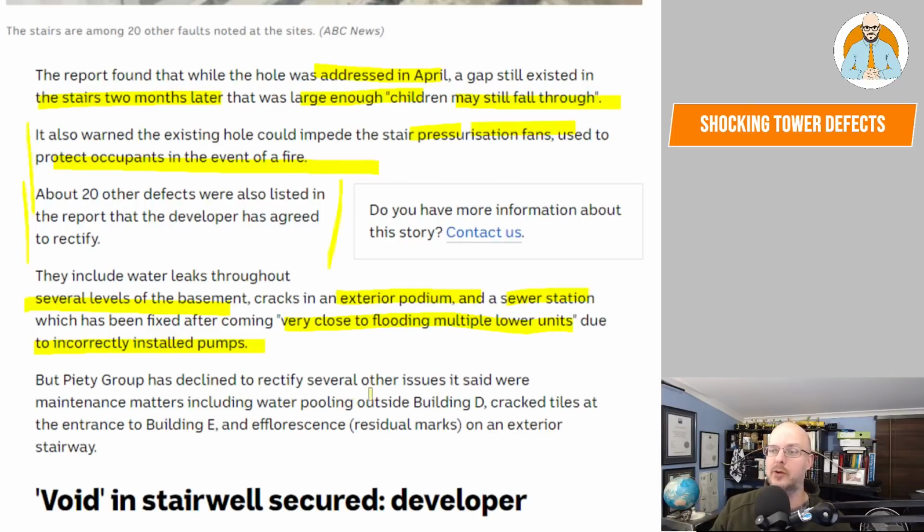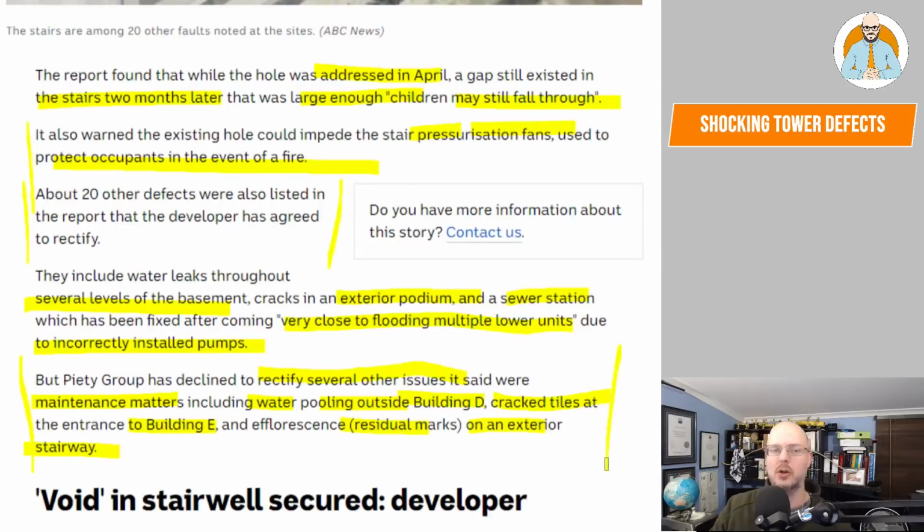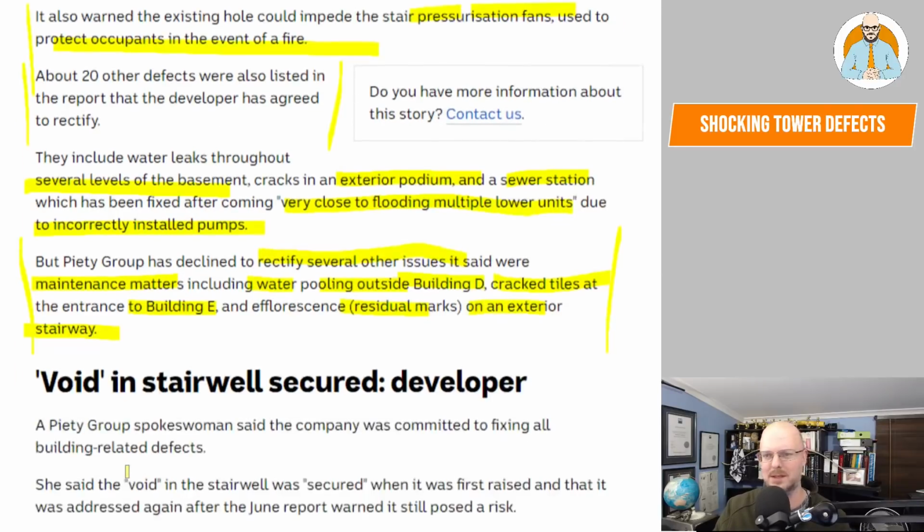But Piety Group has declined to rectify several other issues it said were maintenance matters, including water pooling outside Building D, cracked tiles at the entrance to Building E, and efflorescence residual marks on an exterior stairway. See, this is the negotiation, the back and forth, where honestly some body corporates need to maintain their buildings. They need to know there's a cost associated with maintaining these buildings. It's not all on the developer. You've got to hand it over at one point. So, yeah, if someone cracked a tile, it depends. If the tile's just damaged from someone walking or doing something, we'll have to see.